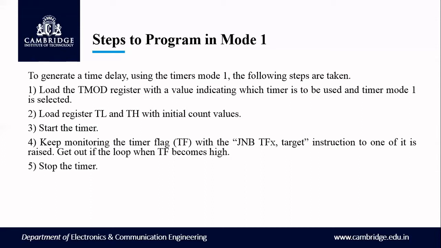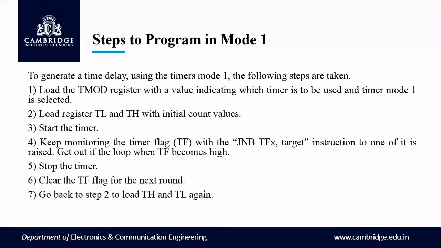Stop the timer when it reaches the maximum, clear TF for the next round, then go back to step 2 to load TH and TL again. So these are the 7 steps we use in generating a square wave, a pulse, or any delay.